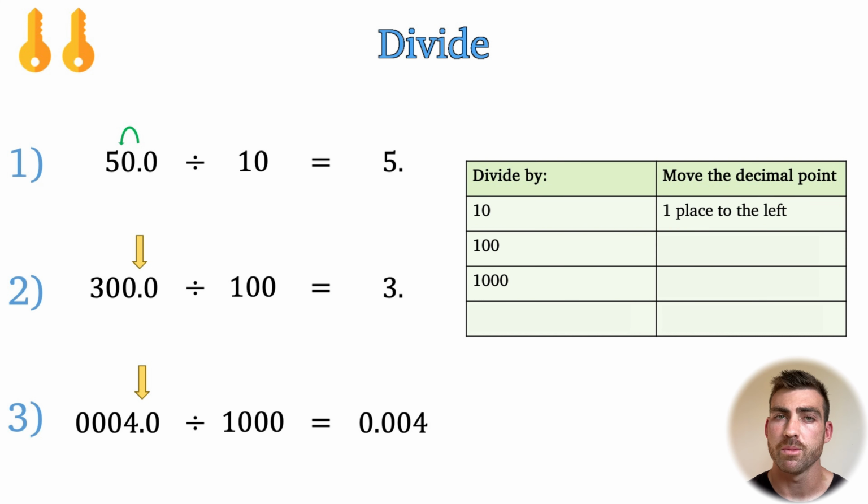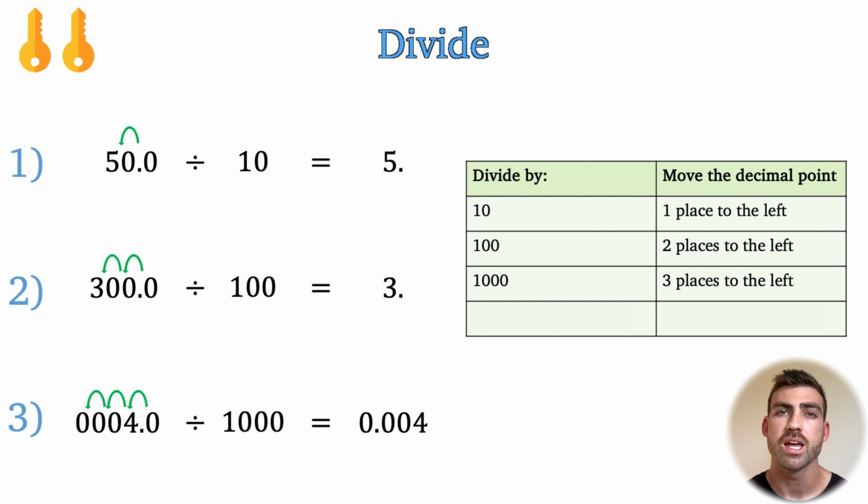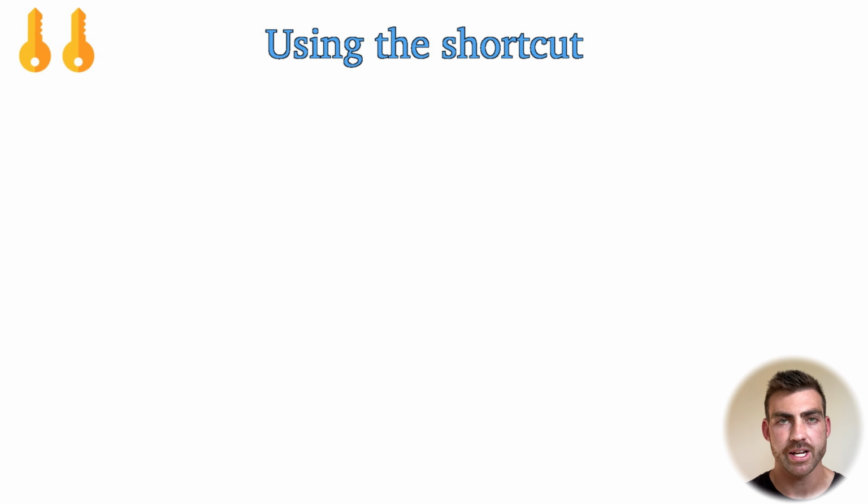Correct. If you divide by 10, move the decimal point one jump to the left. If you divide by 100, move the decimal point 2 jumps to the left. If you divide by 1,000, move the decimal point 3 jumps to the left. Let's see both of these in action.